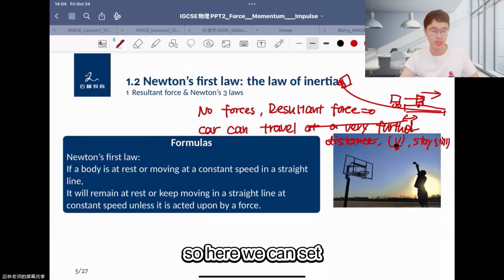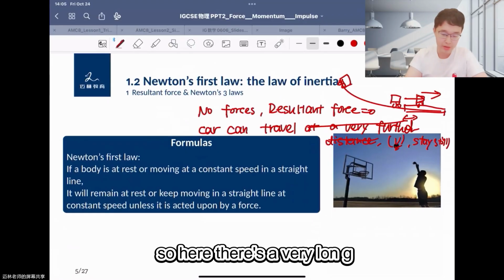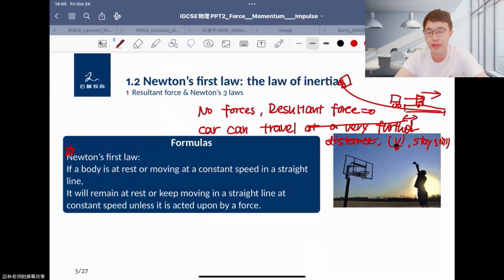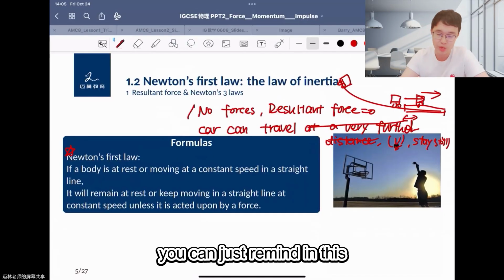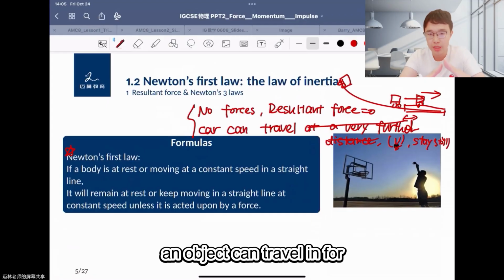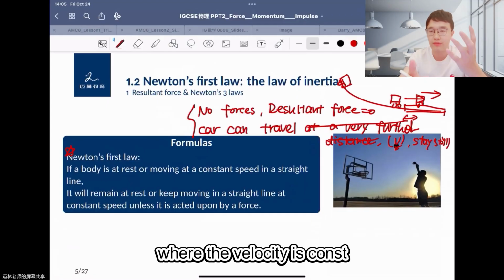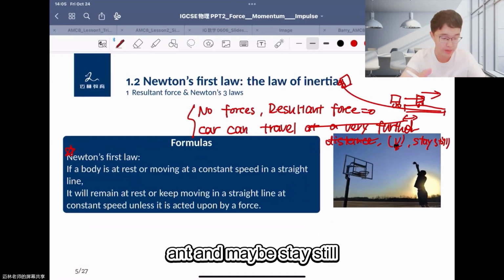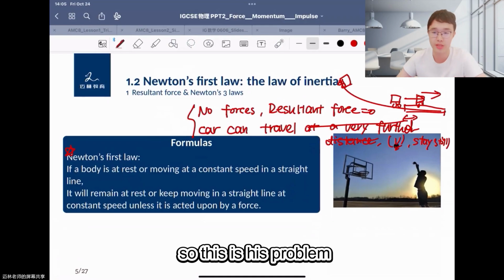So here we can say that this is Newton's first law. Okay. So there is a very long and boring definition of the first law. You can just remember it this way: if there is no force, or the resultant force is zero, an object can travel a very far distance. Or you can also say the velocity is constant, and it may stay still. Okay.